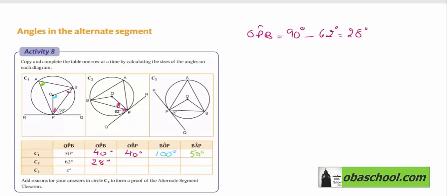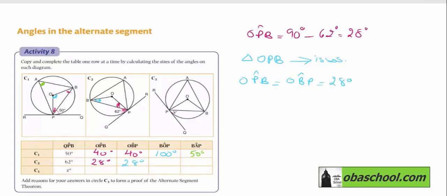Now, the following angle, OBP, the angle facing the previous one. Since they are both in the same triangle OPB, and it is an isosceles triangle, since OB is equal to OP, and radii of the same circle are always equal, that means that both angles are equal to each other. OPB and OBP are equal to 28. So OPB equals OBP, which is equal to 28 degrees.